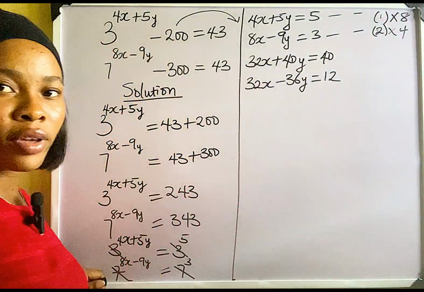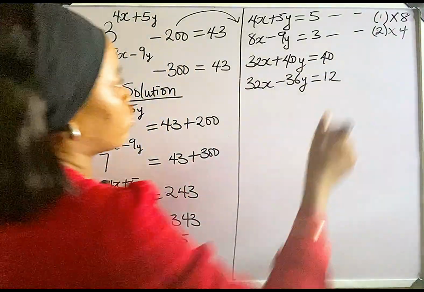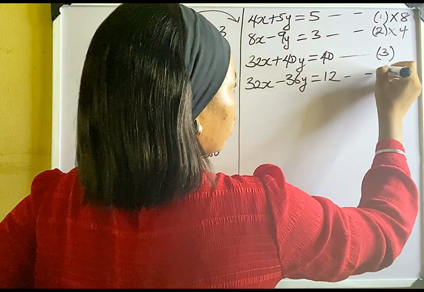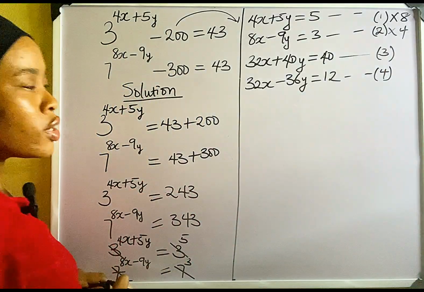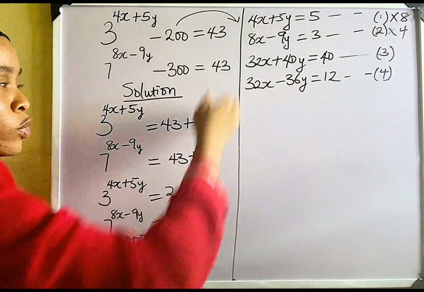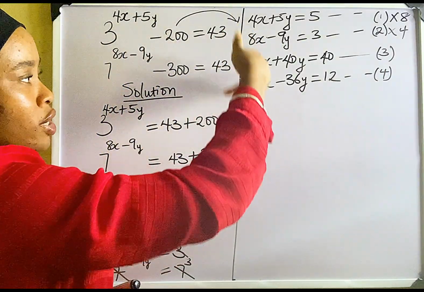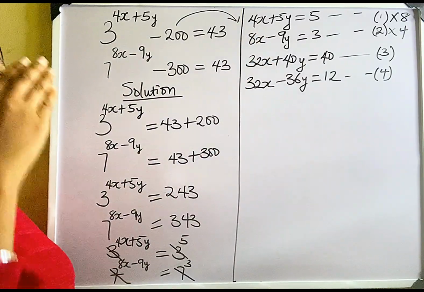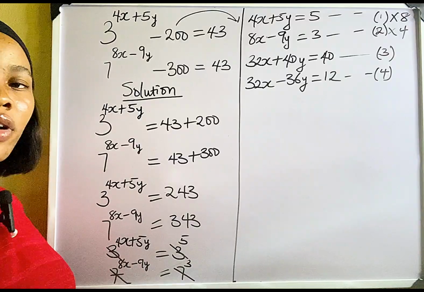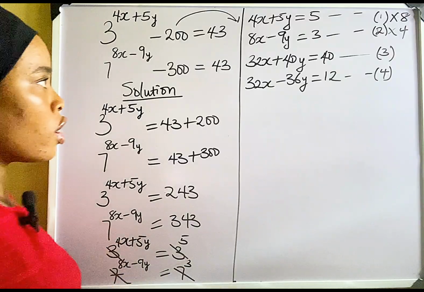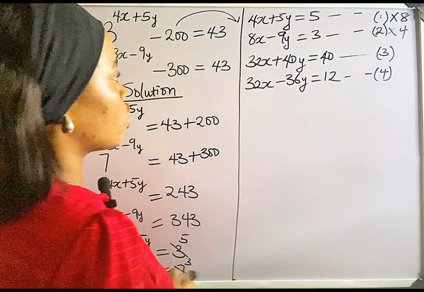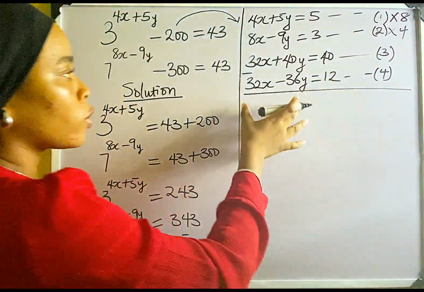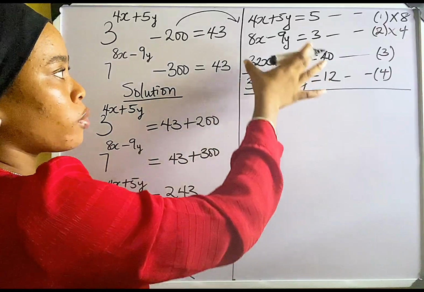So you see, I now have a new set of equations. So this will give me, you can say this is equation 3 and equation 4. Now you can see that the x now has the same coefficient in both equations. So it will be very, very easy for us to eliminate x. To eliminate x, we simply subtract both equations. So we'll subtract equation 4 from equation 3.